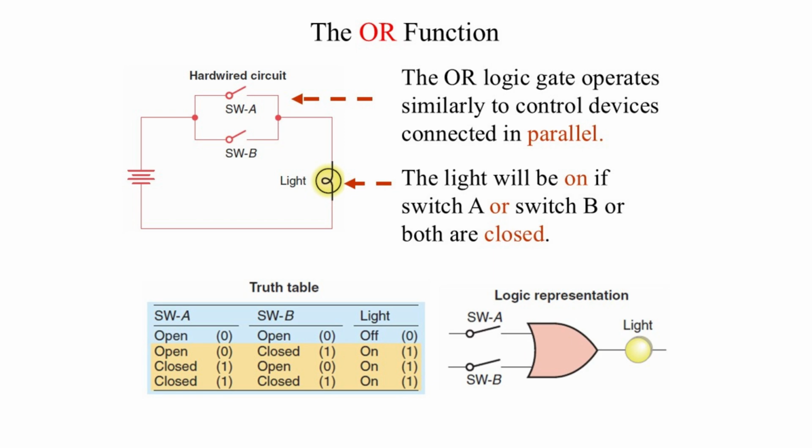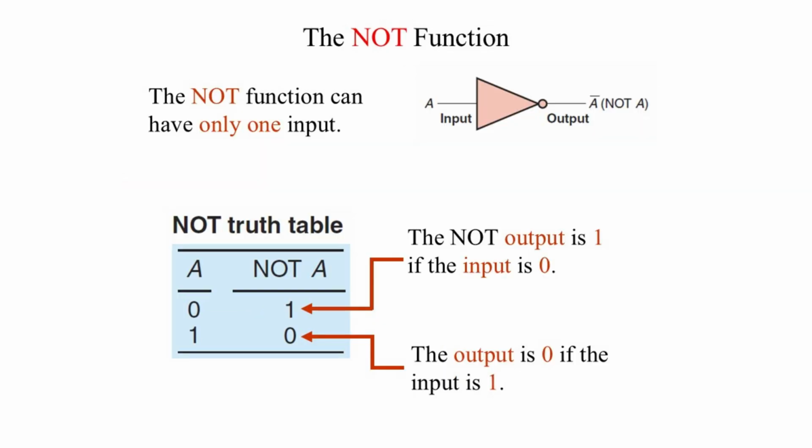On the right, the logic symbol for the OR gate shows the same principle. The output goes high if at least one input is high. This makes the OR function useful for systems where multiple conditions can independently trigger the same action, such as alarms or safety indicators. The next logic function we will examine is the NOT function, which is also called an inverter.